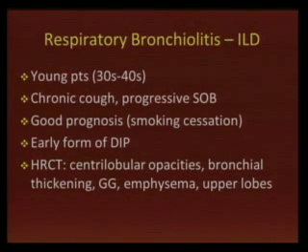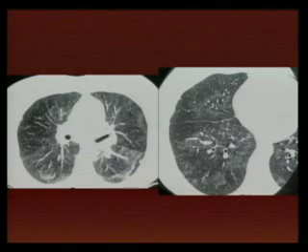So respiratory bronchiolitis with interstitial lung disease is the initial or early stage, and the late stage is DIP, or desquamative interstitial pneumonitis. In both cases, the patients are very young, 30s, 40s, 45, heavy smokers. And in the high-resolution CT or CT, you can see the tree-in-bud pattern, centrilobular opacities. You can see ground glass opacities or emphysema, mainly in the upper lobes.